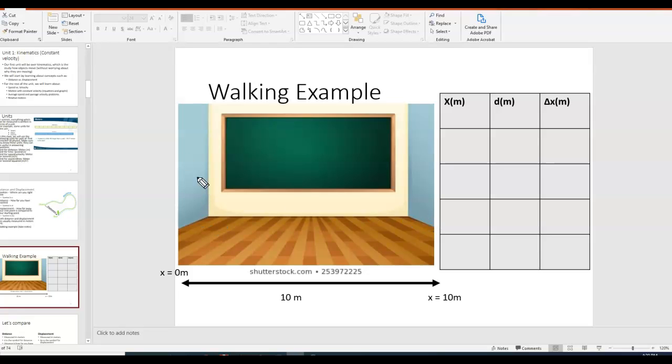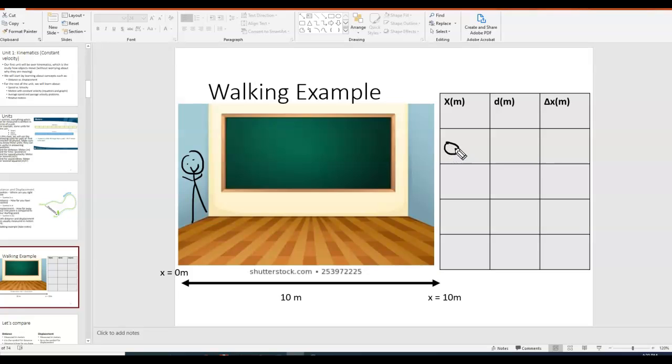So in other words, if you were standing on the left side of the room, your position would be 0 meters. If you were standing on the right side of the room, your position would be x equals 10 meters. So the room is 10 meters across. Now, I'm going to make up an example. Excuse my bad drawing. Let's say I'm going for a walk, and I start off on the left side of the room with a position of 0 meters.